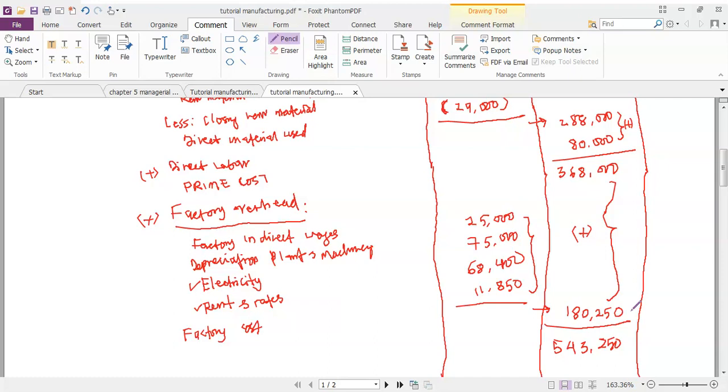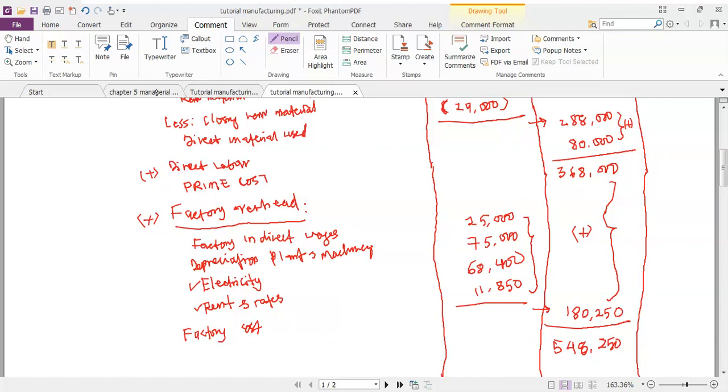Macam mana awak dapat tu? 368 campur 180. 548 lah Joshua. Joshua calculate betul-betul. 368,000 campur dengan 180,250. 548,250. Dapat tak? Okay, jangan salah tekan calculator.